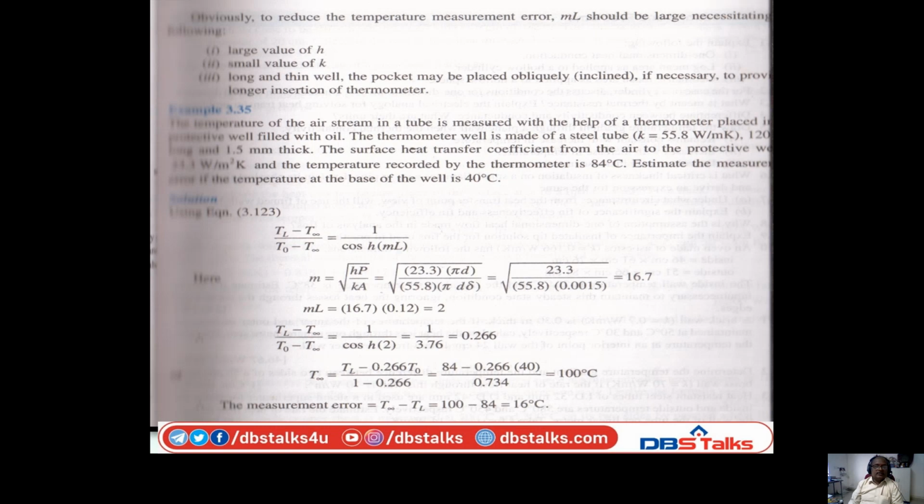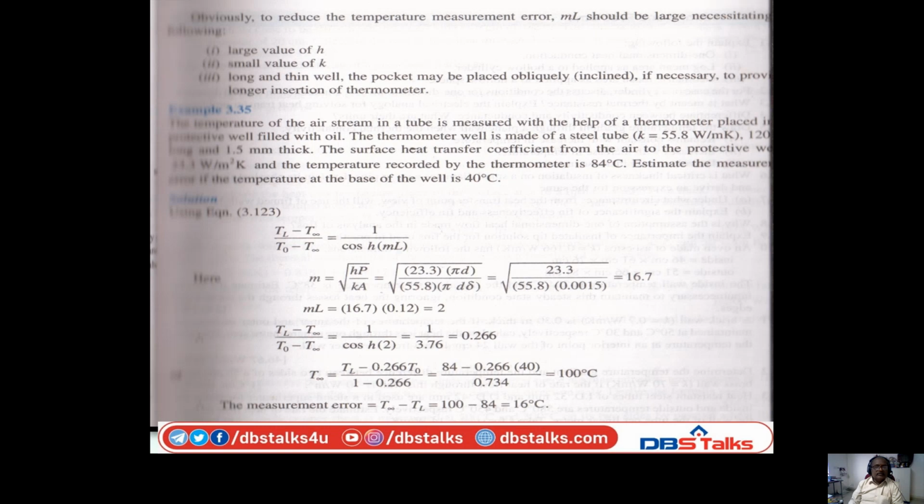So for error measurement, we have to use this equation. Here, temperature measurement is a function of m. First of all, you should calculate the m value. m equals the square root of hP by kA, and if you substitute the values, you can find m. Therefore, mL equals 2. So (TL minus T infinity) by (T naught minus T infinity) equals 1 by cosh mL. If you substitute, this will be 0.266.